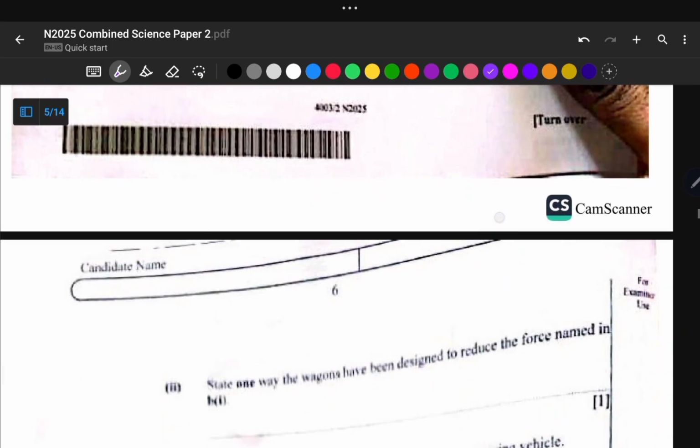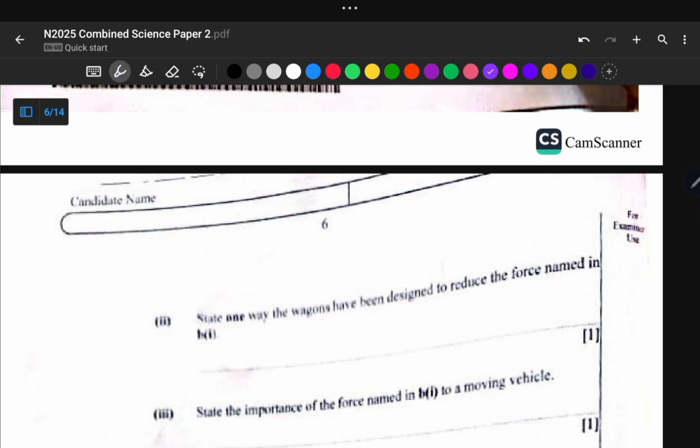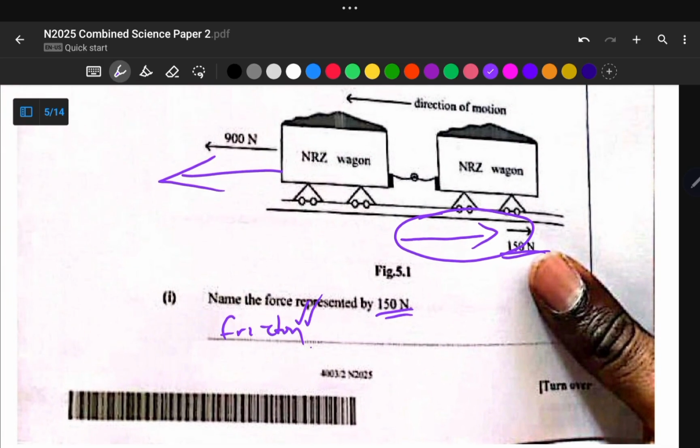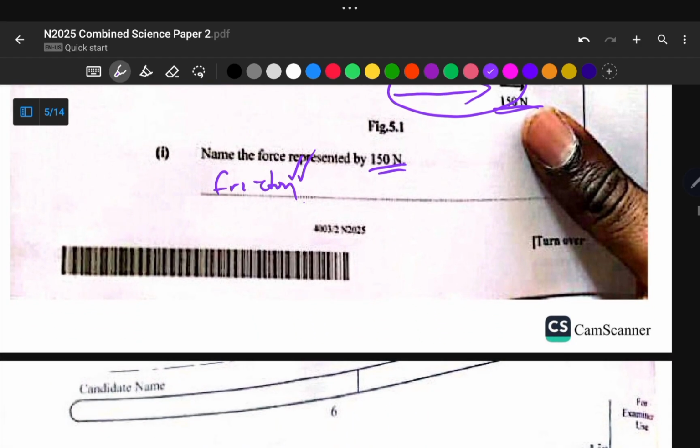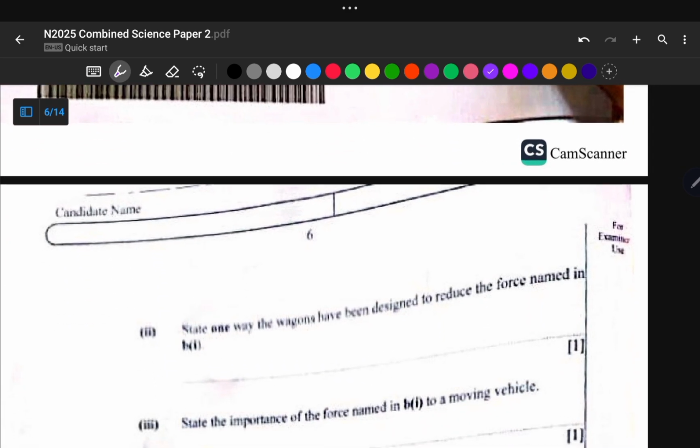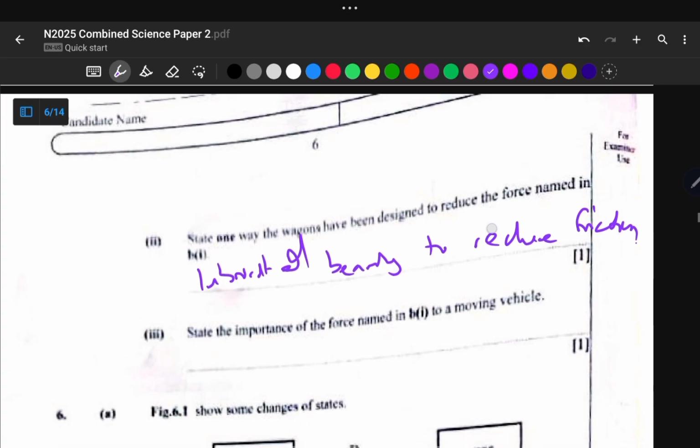And then the next part says state one way by which the wagons have been designed to reduce the named force in B1. So we have named this one as frictional force. So how are these designed in a way of reducing friction? So they have what you call the lubricated bearings. So they have lubricated bearings to reduce friction, right? And then we go on to the next part.